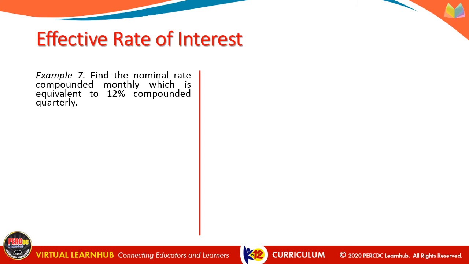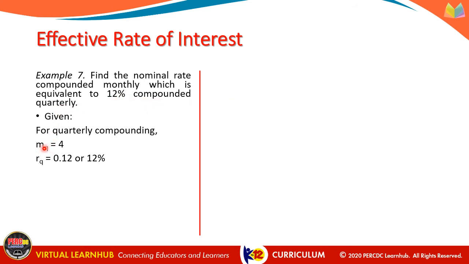Let us have another example. Example number 7. Find the nominal rate compounded monthly which is equivalent to 12% compounded quarterly. We have the following given. For quarterly compounding, frequency of conversion m is equal to 4 and nominal rate of interest r is equal to 0.12 or 12%. We have here 12% compounded quarterly.